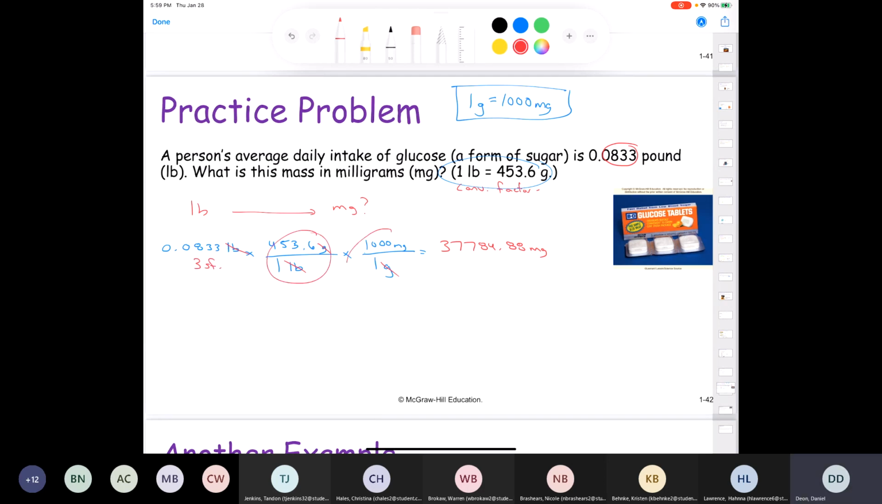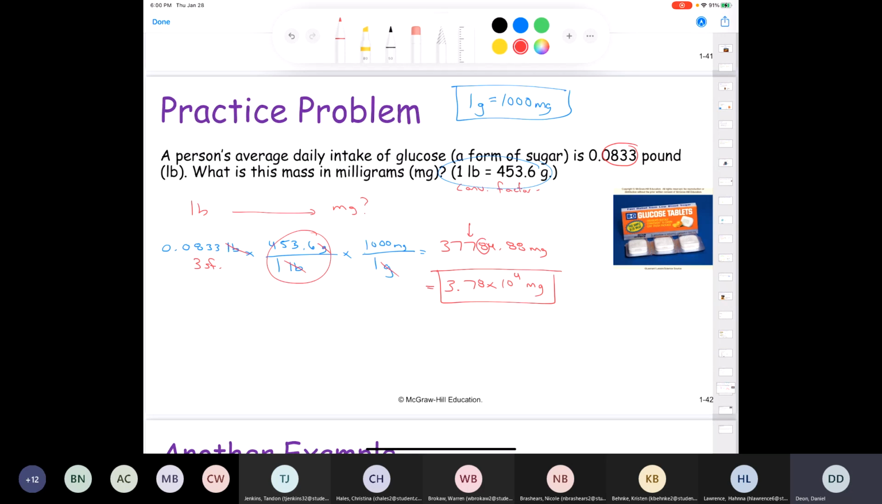And we can assume that our conversion factors have an infinite number of sig figs. So how would I report this number to three sig figs? I'm going to have to convert it to scientific notation. So I'm going to say that this is equal to 3.78 times 10 to the 4 milligrams. That's the number in scientific notation, right? I rounded this 7 up to an 8 because it's followed by an 8.